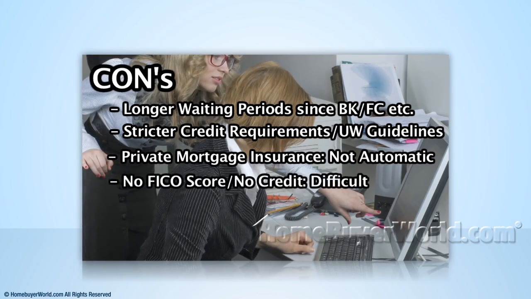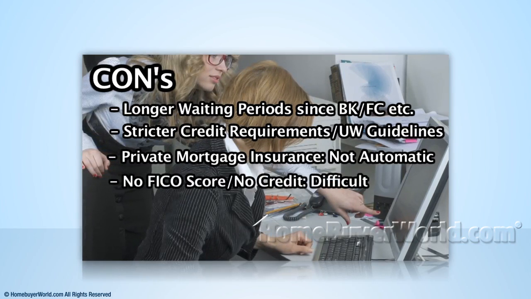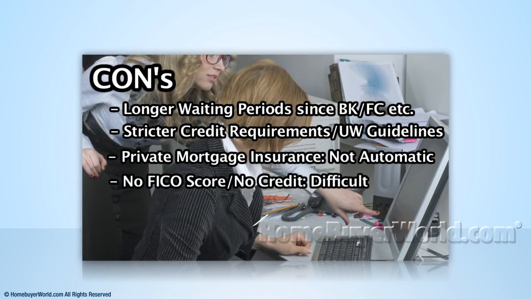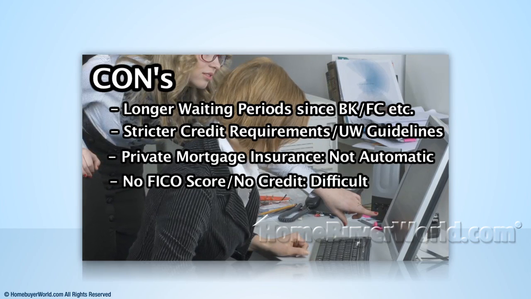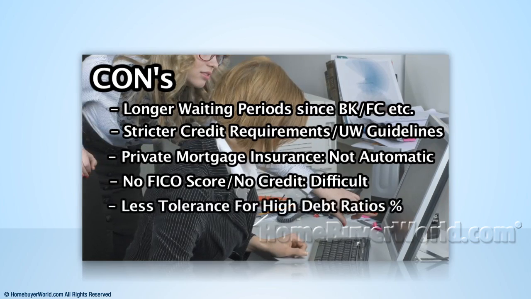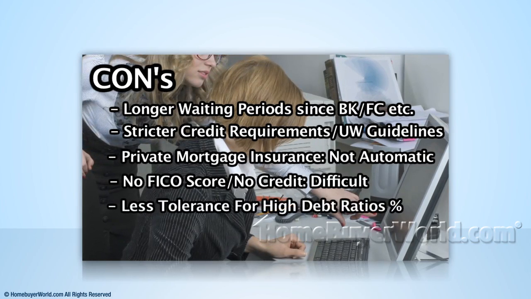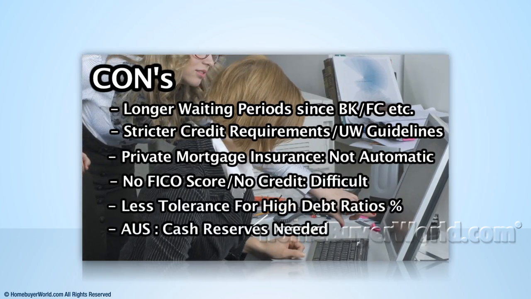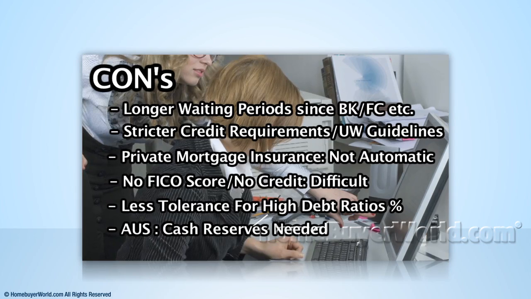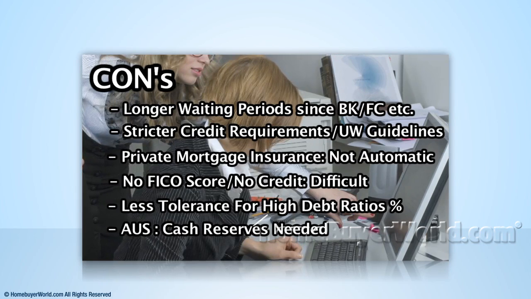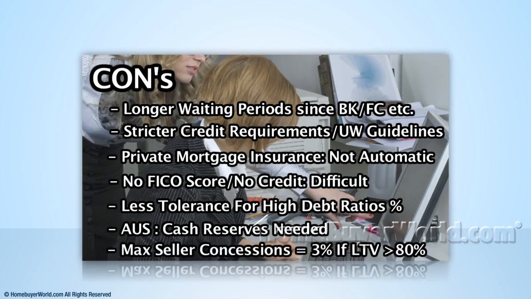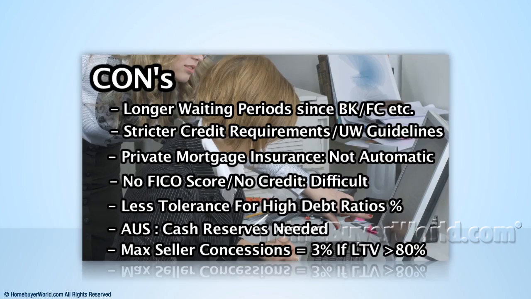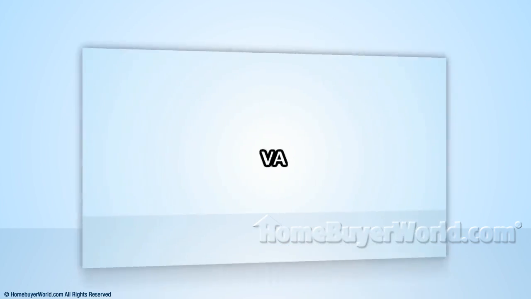Borrowers with no scores and no traditional credit can typically not be approved and may have to resort to special conventional programs which carry higher rates, such as My Community. Less tolerance for high debt ratios. The automated underwriting system frequently calls for the buyer to have a certain number of months of cash reserves. Until the loan-to-value drops to 80%, the seller can only contribute 3% of the purchase price towards the buyer's closing costs.